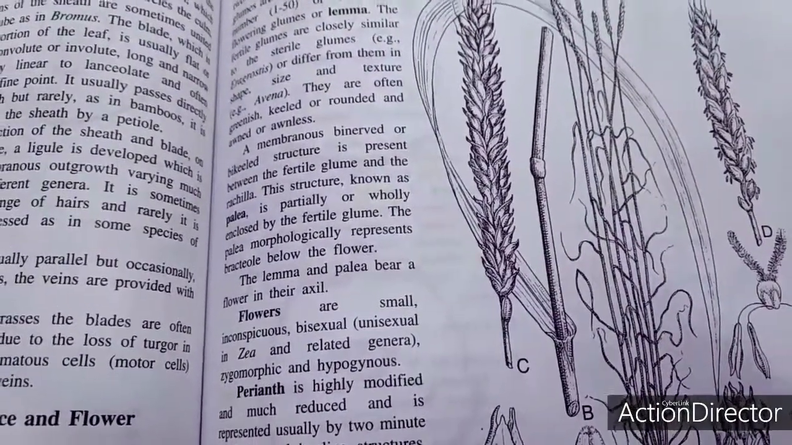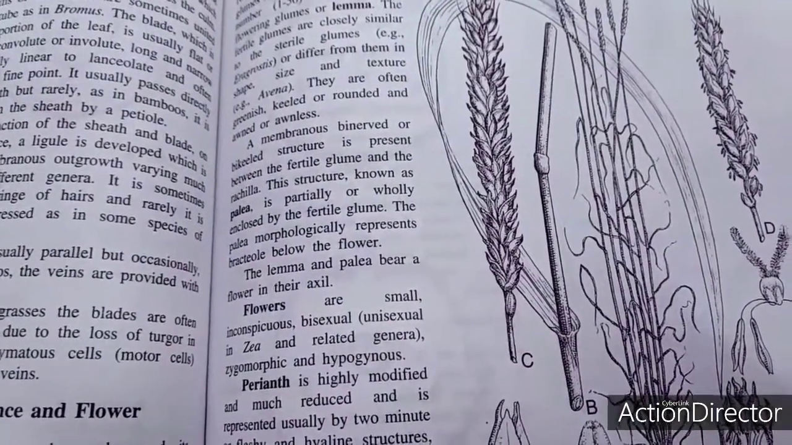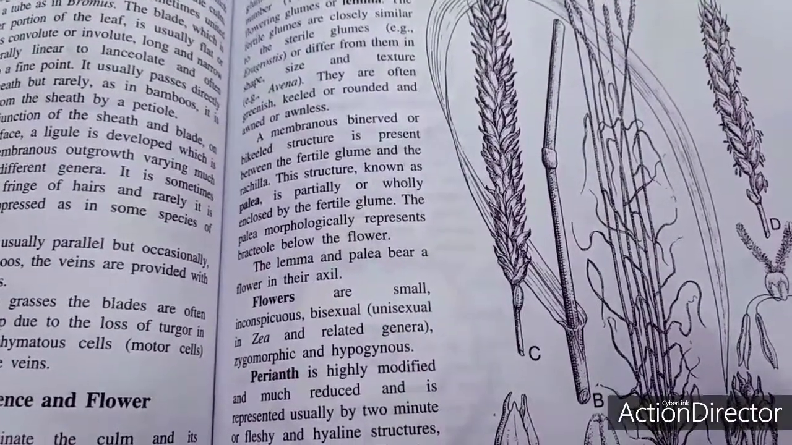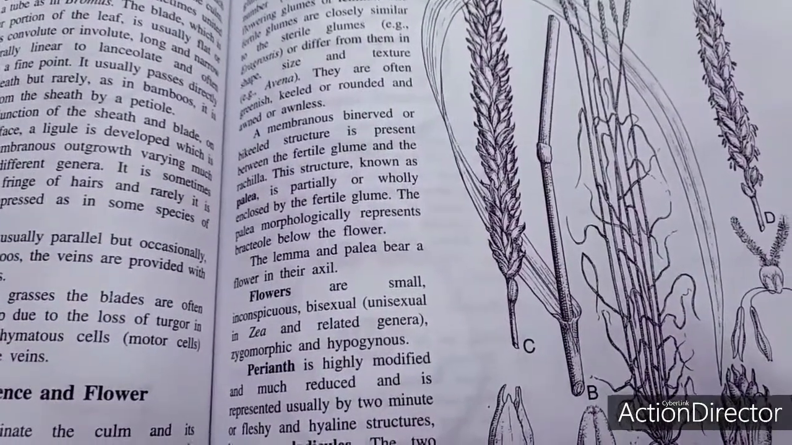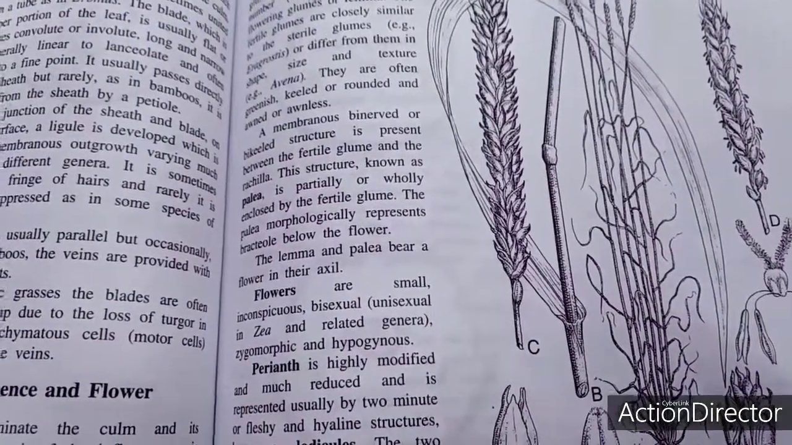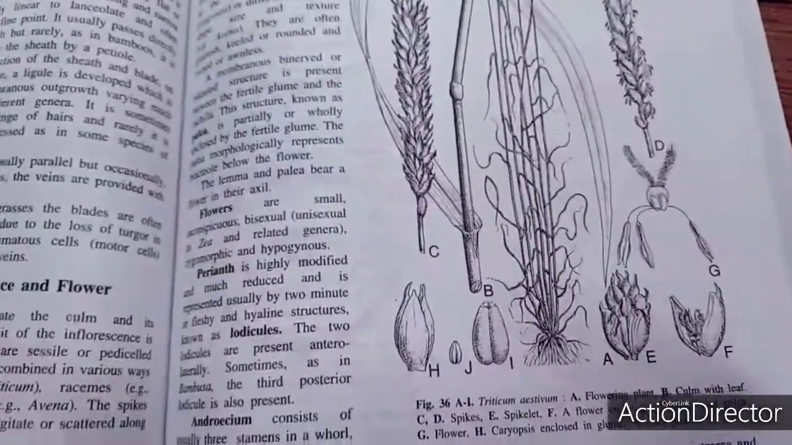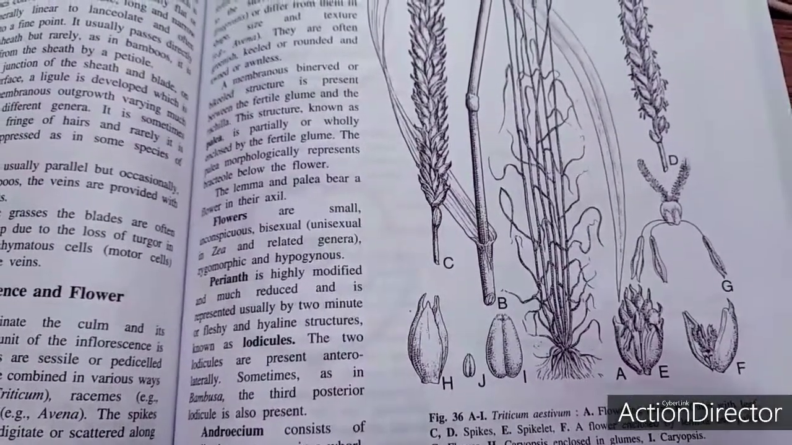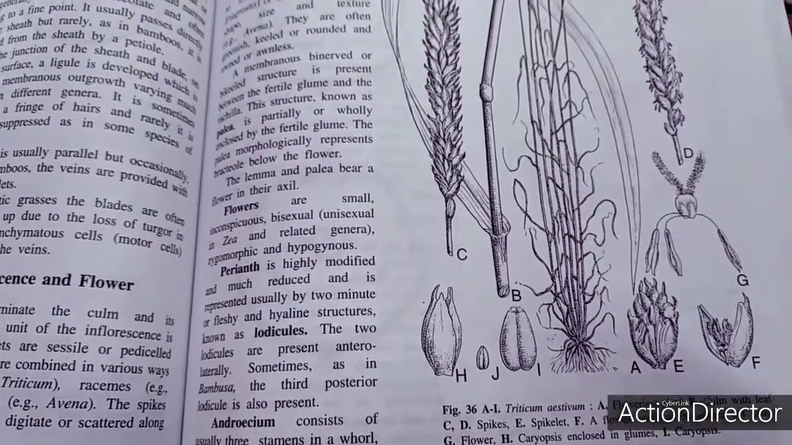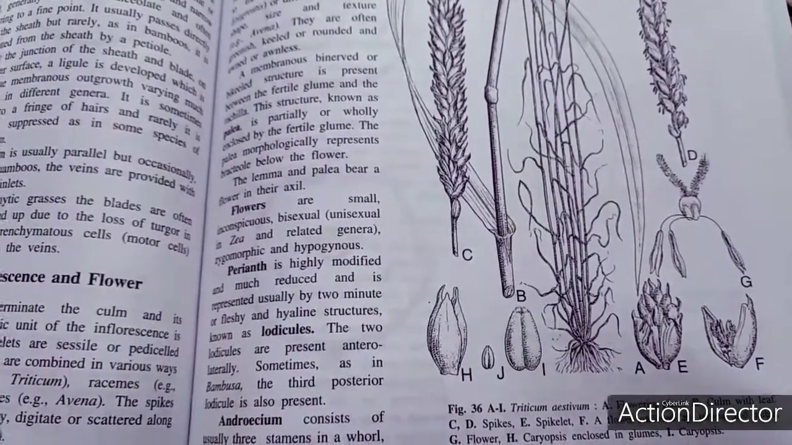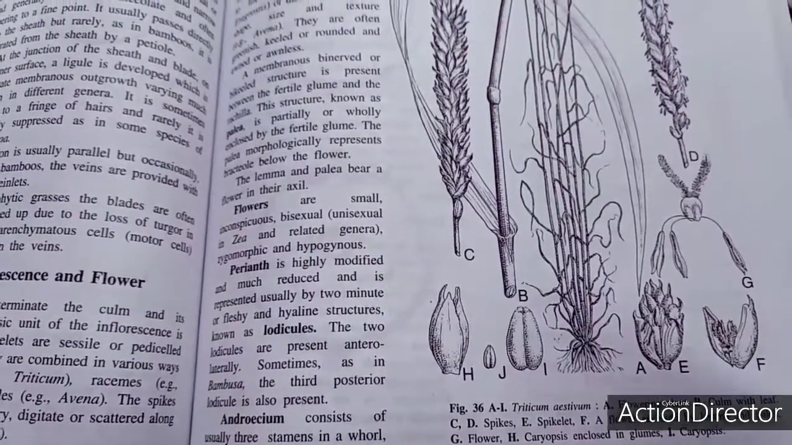The inflorescence is a very important one. The flowers are inconspicuous, and the inflorescence is called a spike or spikelet. The inflorescence terminates the culm and the branches. The basic unit of the inflorescence is the spikelet. The spikelets are sessile or pedicellate, and several to many are combined in various forms into a spike, like Triticum, or a raceme in Paspalum, or a panicle in Avena. The spike may be a raceme, or solitary, digitate, or scattered along the main axis, the rachis.